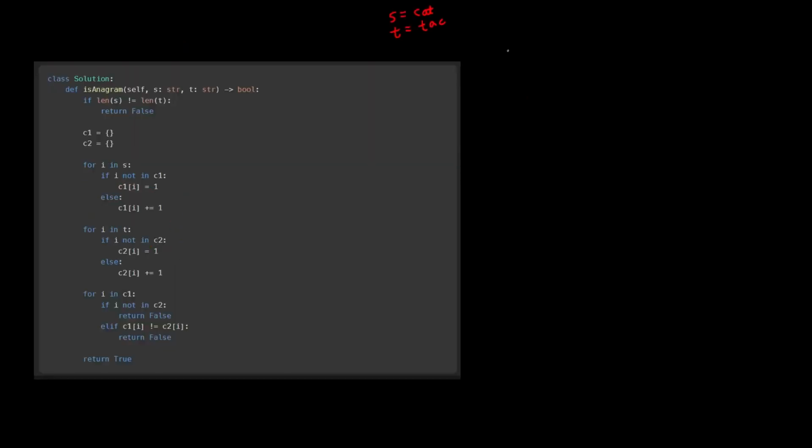Now there can be another solution which will take order of n time. In this, first of all, before even moving forward, we will check if the length of both the strings are the same or not. Because let's say S was cat and T was tax, this is length 3, this is length 4. So no matter how we arrange T, it will never form S.